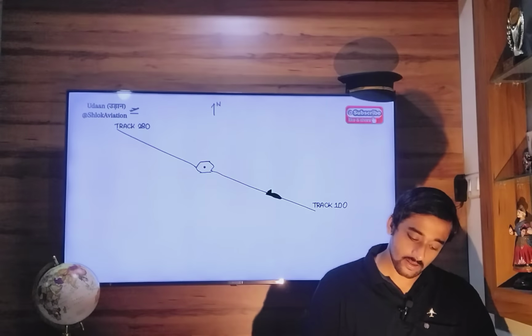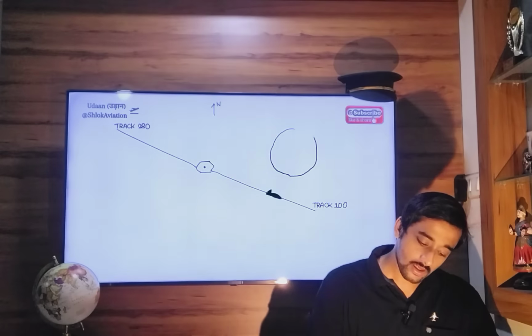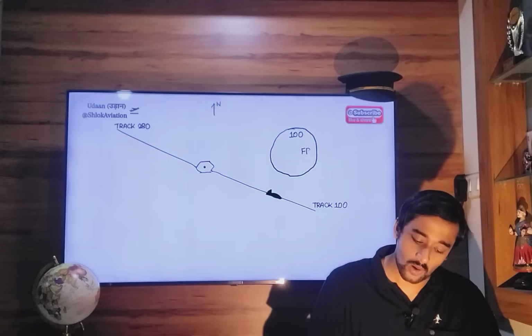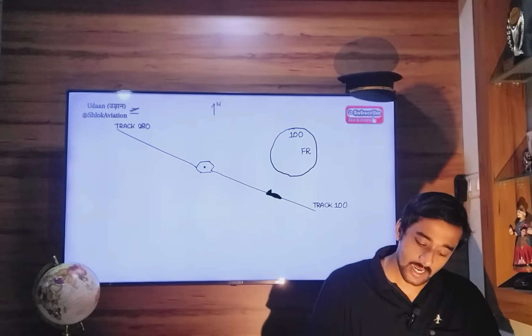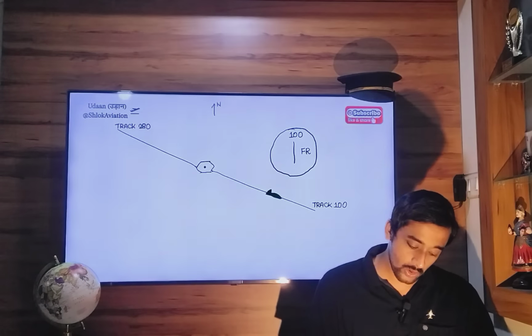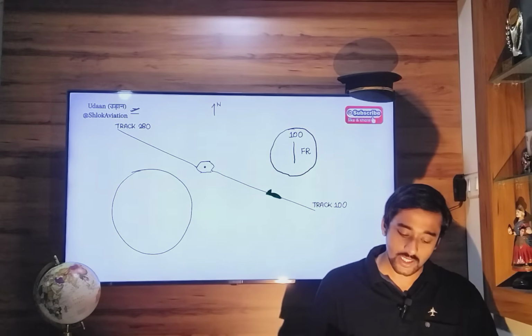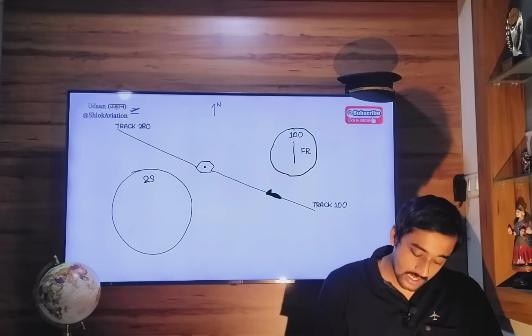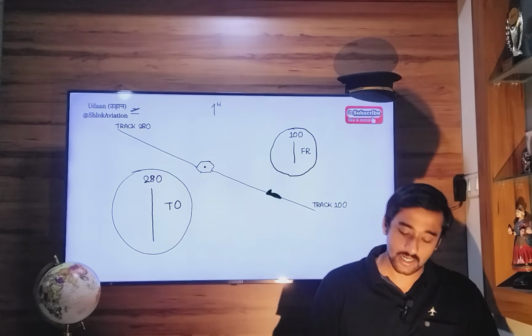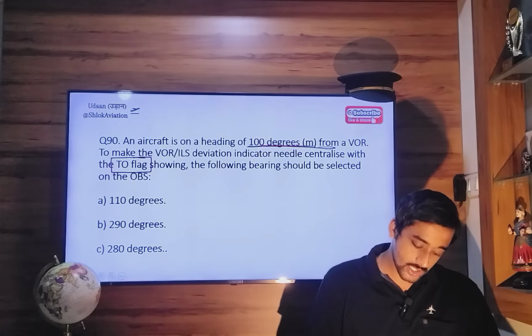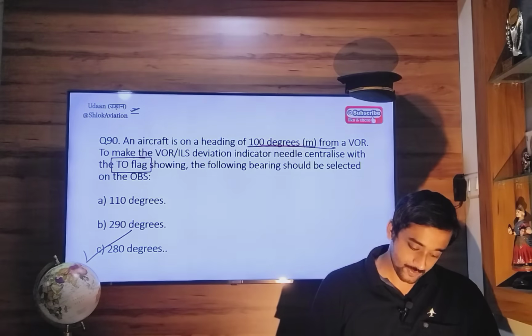So there are two possibilities. You can set your OBS selector 100. In that case, you get a FROM indication. If you maintain the center line of the radial, your needle will remain in the center. Now, if you want to obtain a TO indication in the OBS, you are going to set the reciprocal of track 100, which is 280. So with OBS set to 280, you get a TO indication, needle centered if you remain on the center of this radial. So the correct answer is you set 280 degrees.